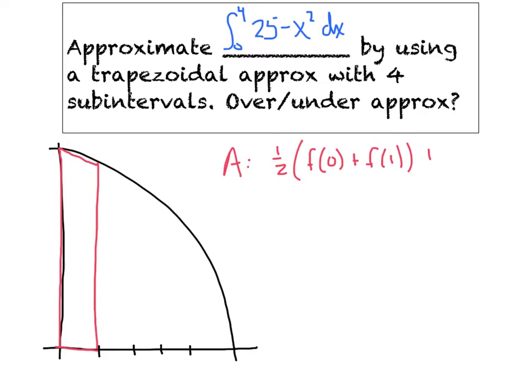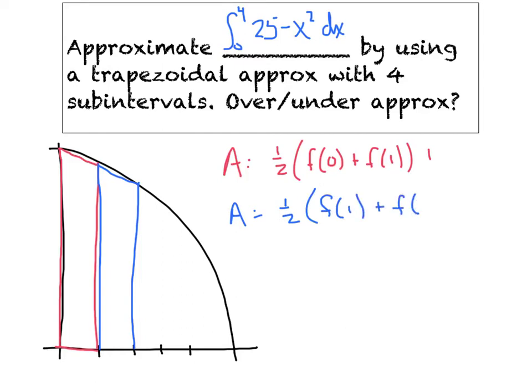Alright, now the second trapezoid, we've got a height of f of 1 right there, and then a height of f of 2 right there. Connect them at the tip top. So we've got 1/2 times f of 1 plus f of 2, and the base is 1 unit. Okay, what do we got cooking here? Let's do our third trapezoid. It's got a height of f of 2 and then f of 3. Connect them. Very, very good approximation. Very little wasted space. So we've got f of 2 plus f of 3.